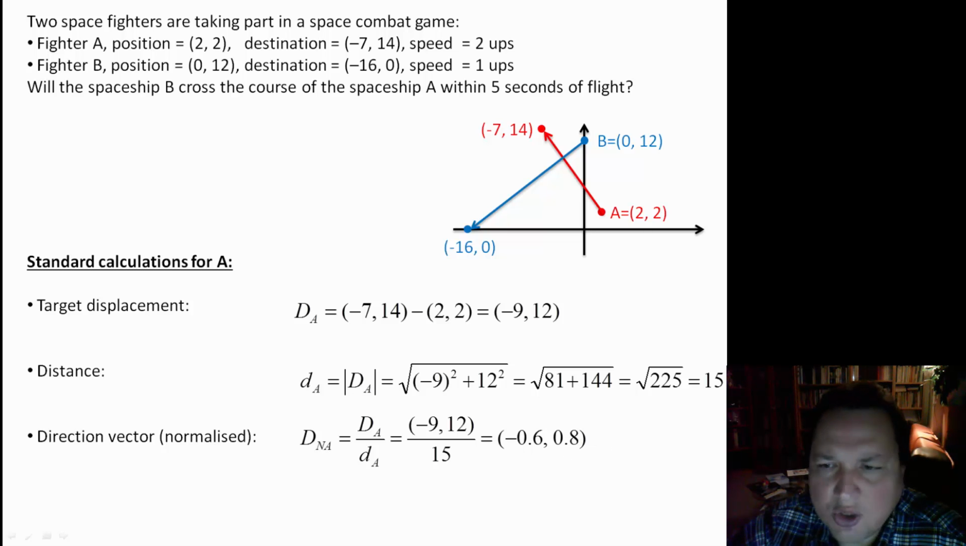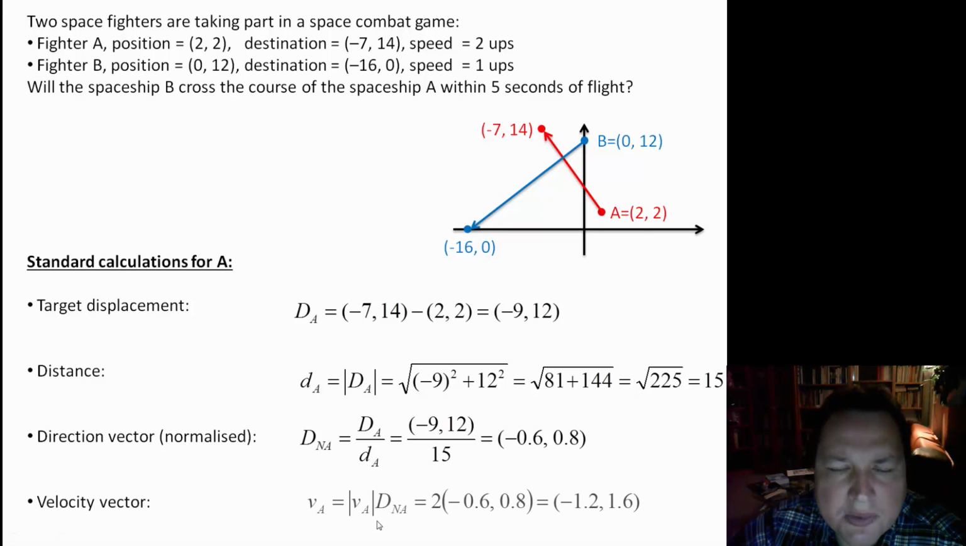The final thing to calculate in this section is the velocity vector for fighter A, which is the normalized vector multiplied by the speed of the spaceship. So this is the vector pointing in the same direction, towards the destination point of fighter A, but the length of this vector is equal to the value of the speed, which is 2 in this case. A straightforward calculation is the normalized direction vector multiplied by the speed of 2, and the result is visible here.